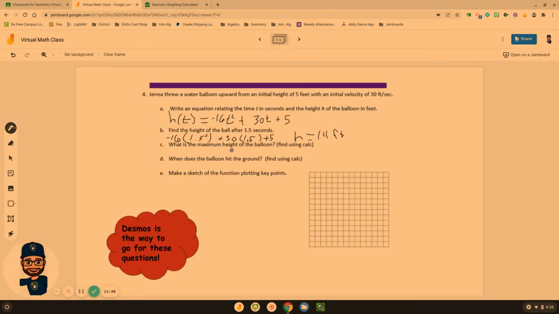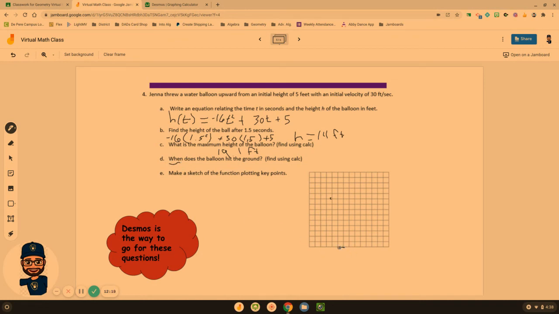What's the maximum height of the water balloon? Well, that height was up here with that point, which was 0.938, 19.063, or 19.1 feet, roughly, right? The height. How high was it at that time? And we could also answer at what time did that happen by going back to the graph. When, right? What time does the ball hit the ground?